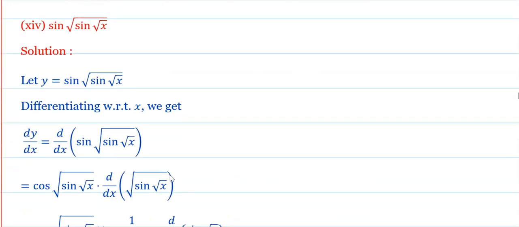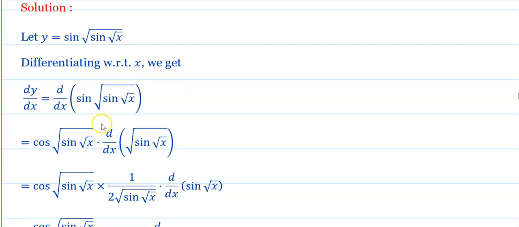Okay, now the next problem. Sine of root of sine of root x. Now what is the main function here? It is sine. So whose derivative will we take? What is the derivative of sin x? It is cos x. Similarly here, y is equal to sine of root x. Therefore dy by dx is equal to d/dx of sine of root x. The derivative of sine is cos. Similarly here, the sine is replaced by cos of root of sine of root x.